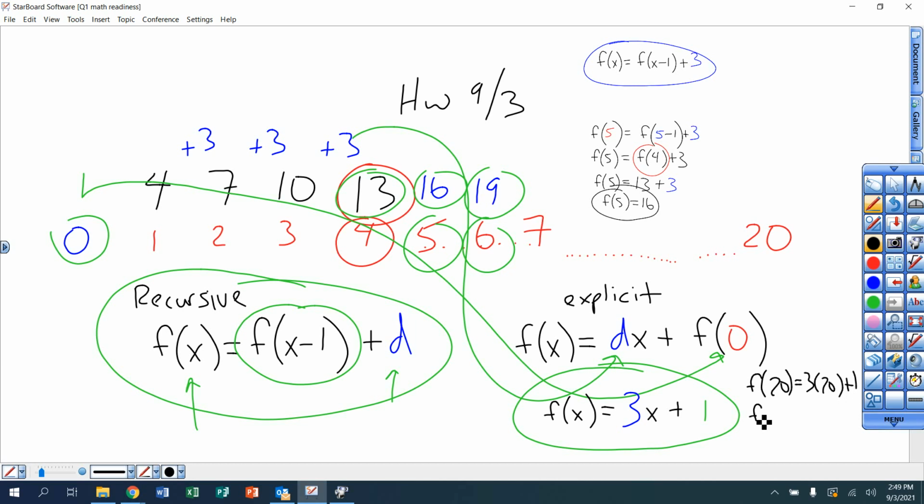Gives me the 20th term equals 60 plus 1 equals 61. Third word is donkey. Good luck.